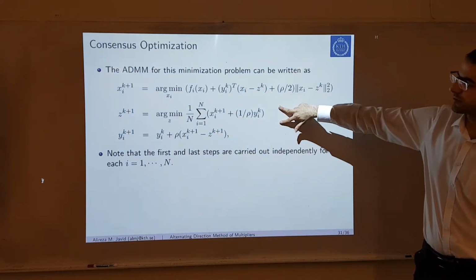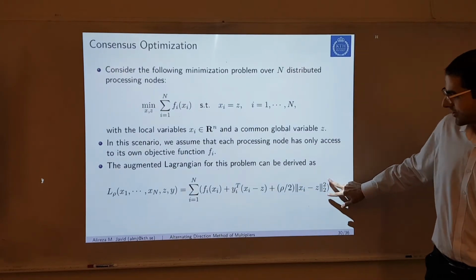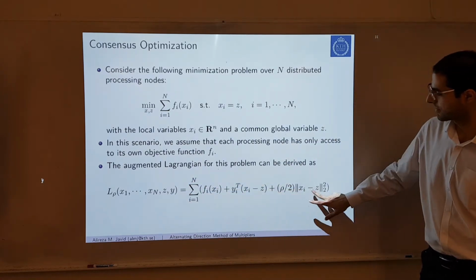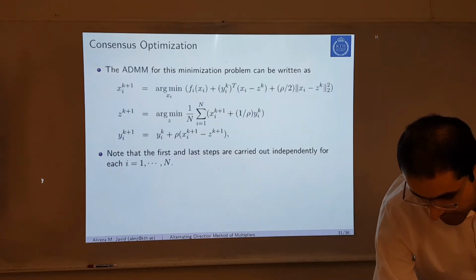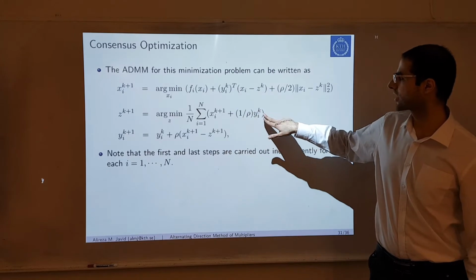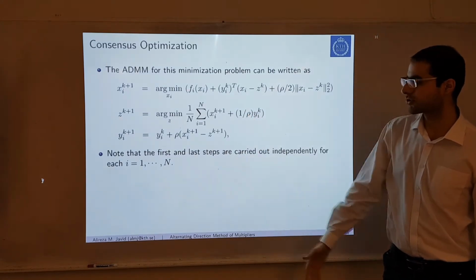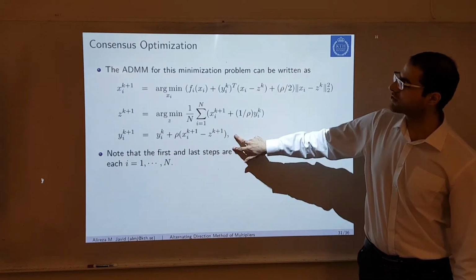The second part is minimization over z. If you take the derivative over z, you have a summation over this term, and this is quadratic, and you can clearly find the closed form solution. It's something like an average over the updated value of xi and dual variable y. And again, you have individual dual variable updates in every node. So these two steps are updated individually in the processing nodes.